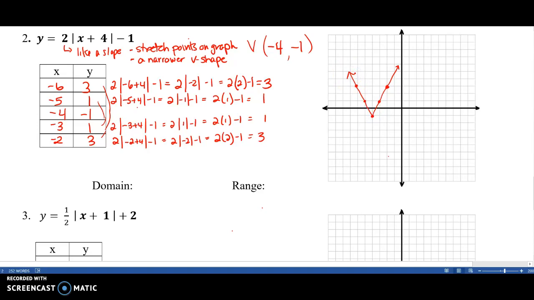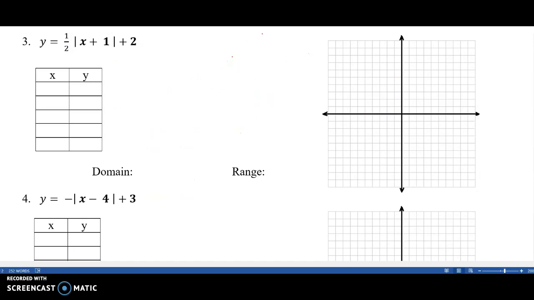And if we write our domain, again, it's all reals, negative infinity to positive infinity. Our range goes no lower than negative 1, and it goes up to infinity. Okay, try number 3 and 4 and pause the video, and then I'm going to record again, and you can check your answers.